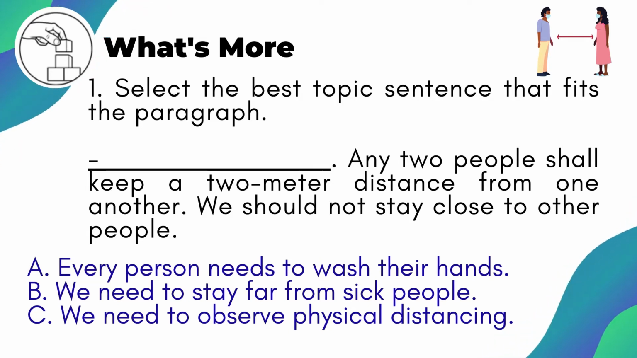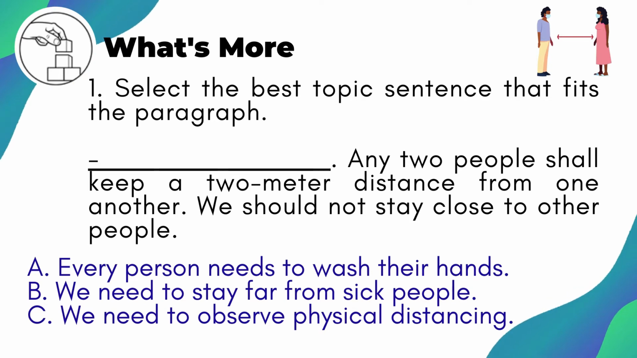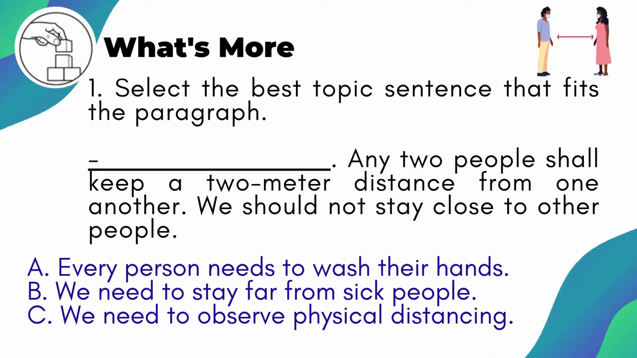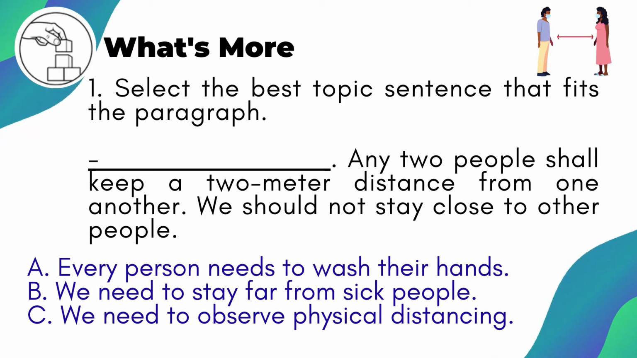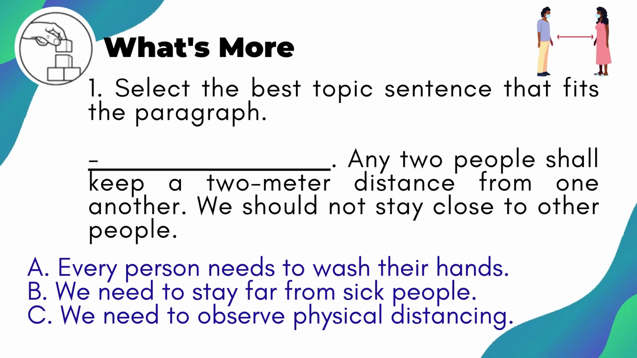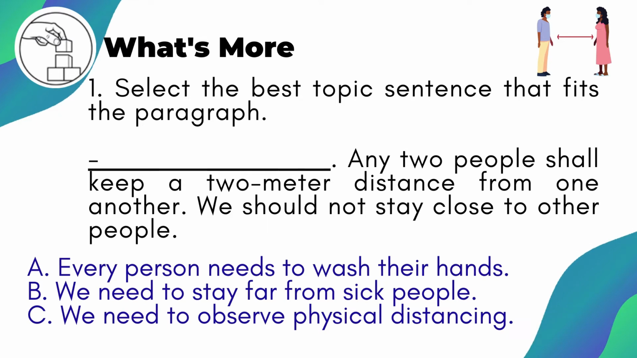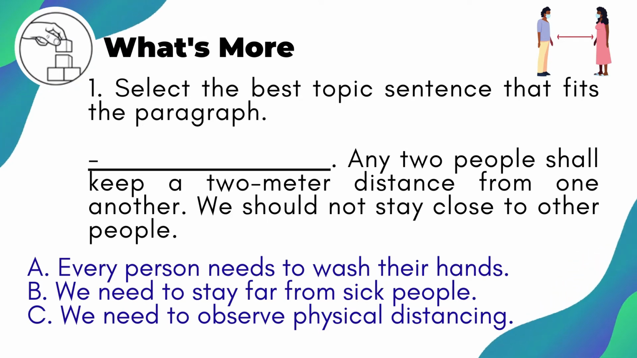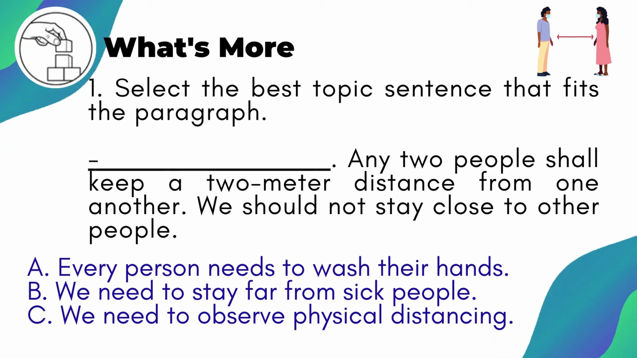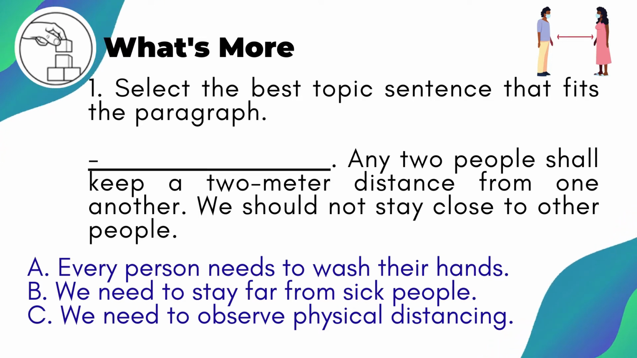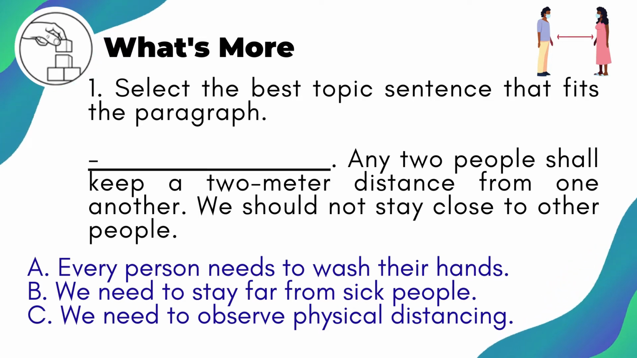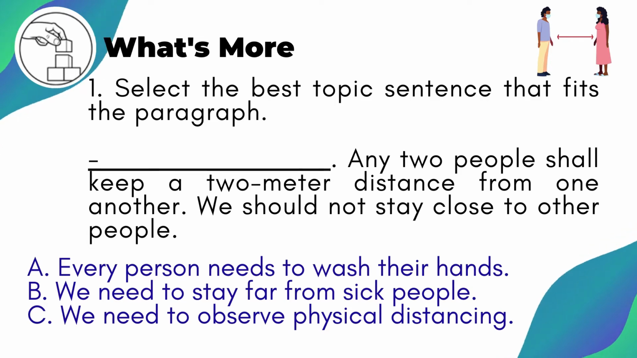Blank. Any two people shall keep a 2-meter distance from one another. We should not stay close to other people. A. Every person needs to wash their hands. B. We need to stay far from sick people. C. We need to observe physical distancing. You may want to pause this video for you to review the questions and the options.